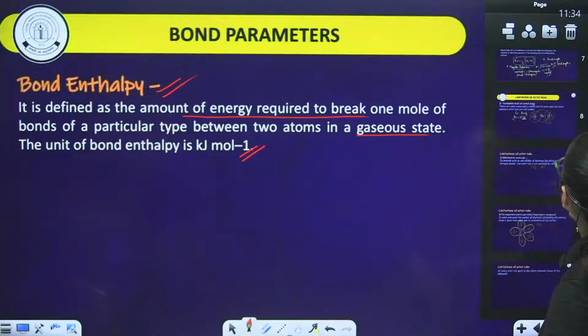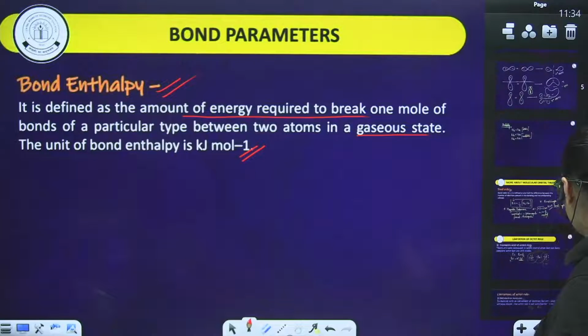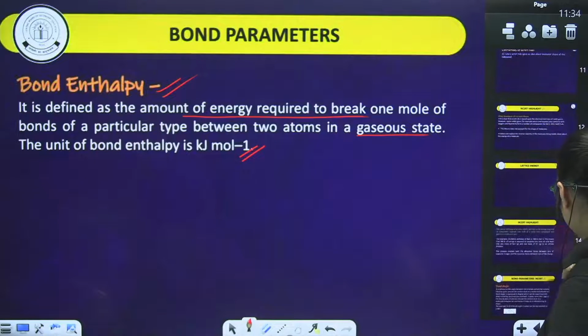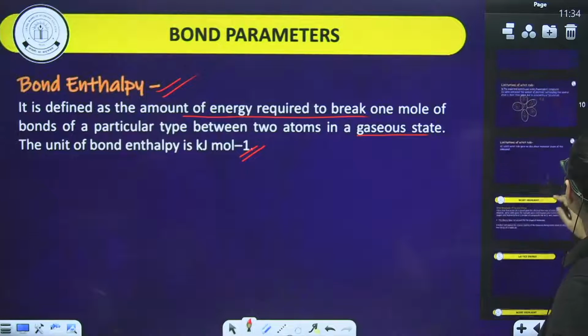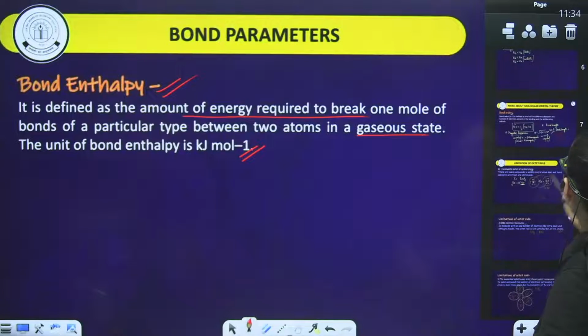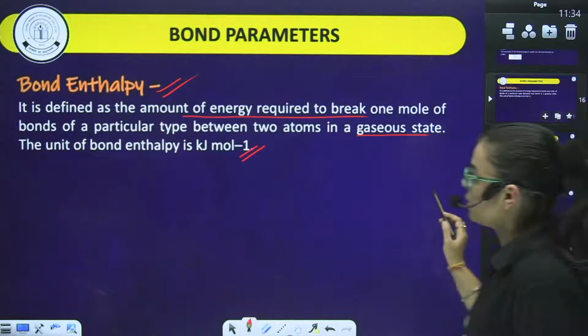written for bond enthalpy or not over here. I was just checking that page. Just give me a minute. This is about lattice energy, bond length, magnetic behavior, bond order. No, we have not written about it. We are going to write it over here. Just understand what I've told you.